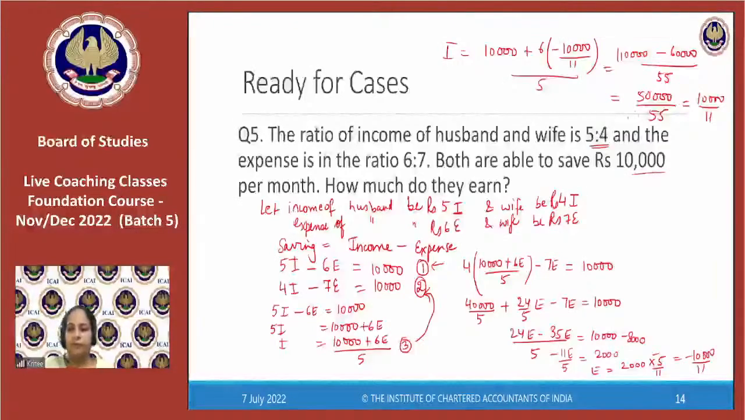This is what we have got as I. So we have got I as 10,000 by 11. How much do they earn? For the husband, the income is 50,000 by 11. And for the wife, the income is 40,000 by 11. That's your answer. So we can leave it here.